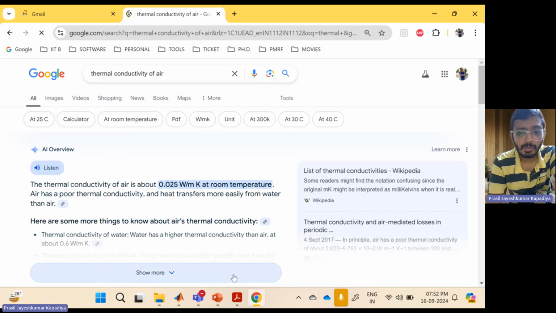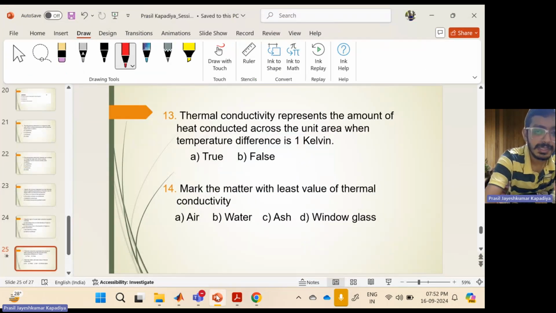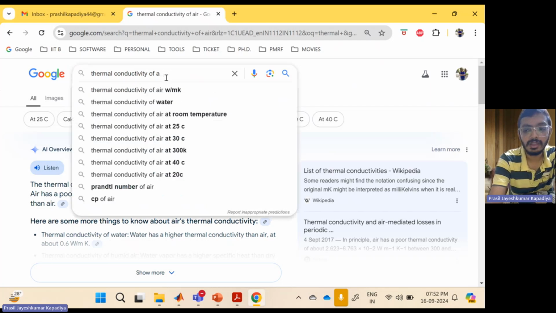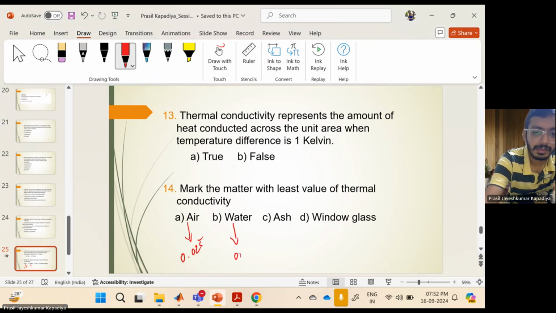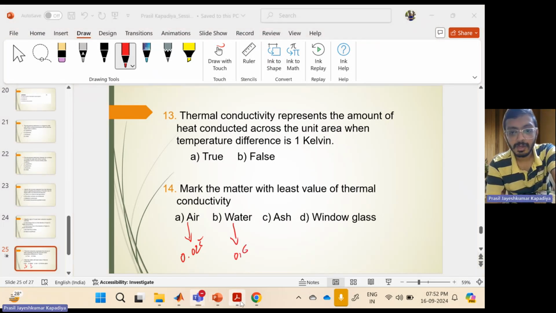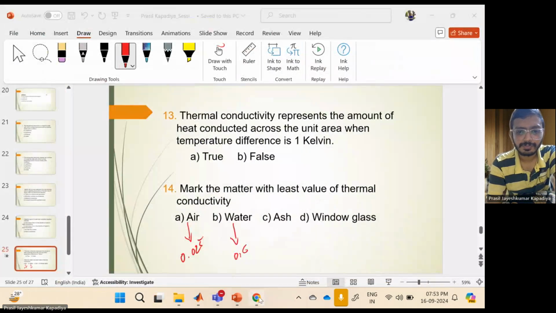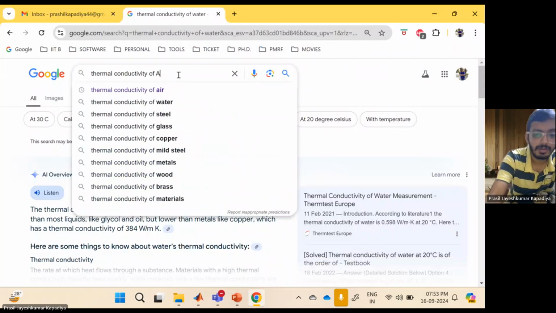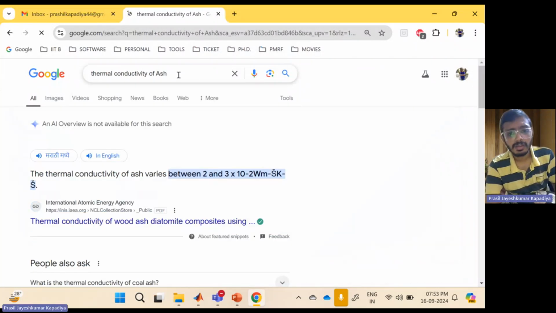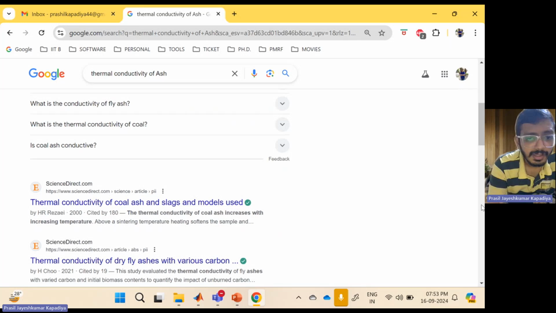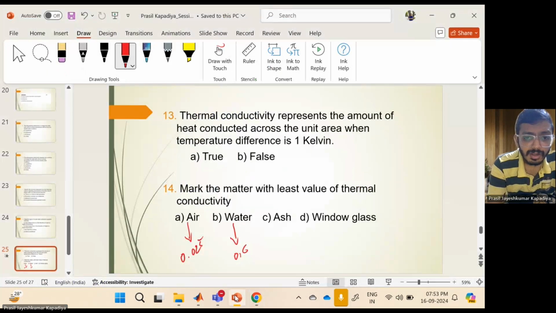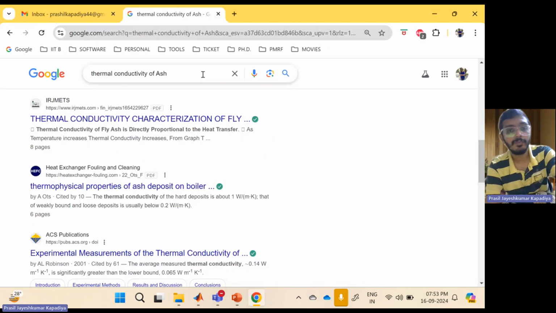So thermal conductivity of air is 0.025 watt per meter Kelvin. So let's just mention these values. This is 0.025. Correct? Okay, what is the thermal conductivity of water? So that will be something good, 0.6 watt per meter Kelvin. Correct? Then thermal conductivity of the insulating material, it varies between 2 and 3. So let's say it is 0.2. And of window glass, it will be significantly good value.